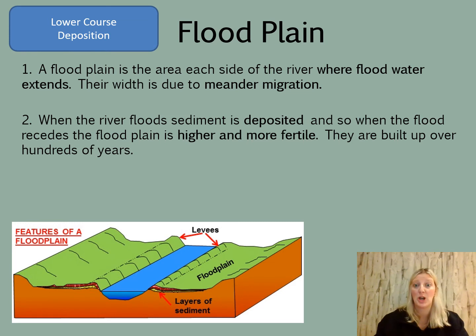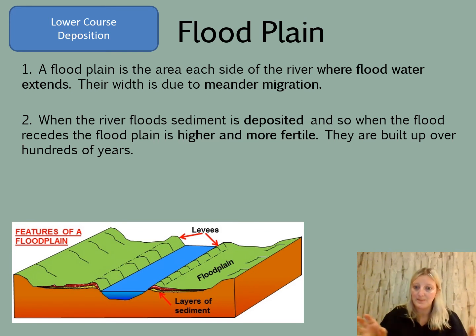So we now move on to the lower course of the river, and our final two landforms, the first of which are floodplains, and these are caused by deposition. So you'll notice lots of erosion happening in the upper course of the river. We've got erosion and deposition happening in the middle course, and then the landforms in the lower course are mostly caused by deposition. So a floodplain is quite simply the area of the river, either side of the river channel, where the water extends to when there is a flood event.